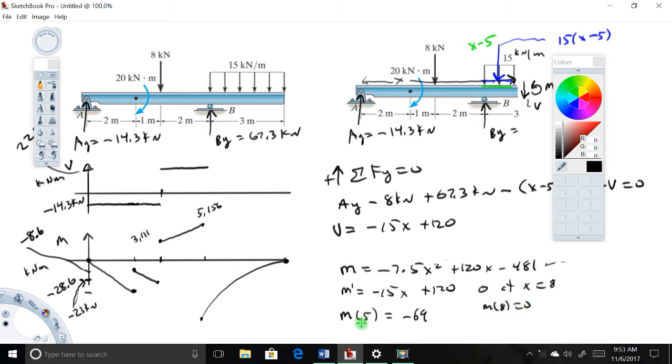Then running x equals 5, because our last equation, again, was good from here to here. So this endpoint would be x equals 5. Out comes minus 69 kilonewton meters. So we know we've got something parabolic that opens down because of the minus sign, with the vertex at the point (8, 0). And we know it goes through the point (5, minus 69). That's this point right here. I'll go ahead and put that as a data point.